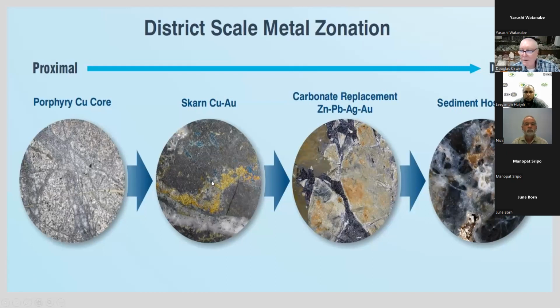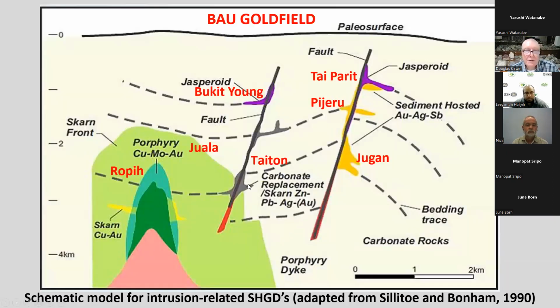This is just a depiction showing drill core. So we go from our porphyry copper core out to skarn mineralization, carbonate replacement or CRD type mineralization, and finally, the most distal being the sediment hosted gold mineralization. If we take this model, it's quite easy to plug in most of the deposits that I mentioned, you can actually plug in the various styles of mineralization.